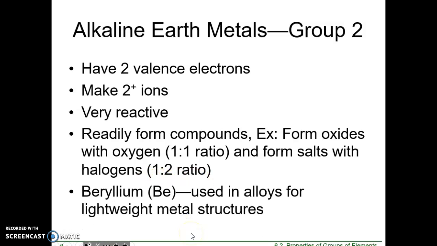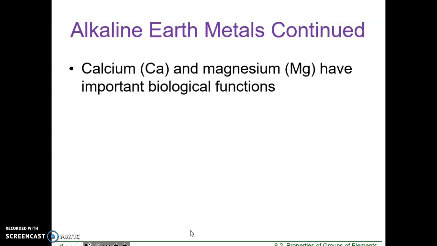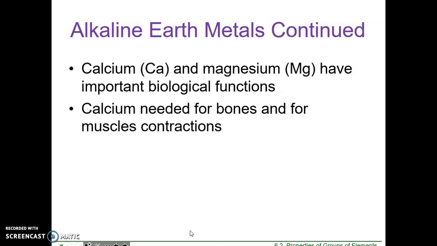So starting at the top, beryllium, Be, is used in alloys for lightweight metal structures. So it's important if you want things to be lightweight. And then moving down, calcium, you should have heard of, and magnesium are very important in biological functions. Calcium, we know, is needed for bones, and if you've taken human biology, you also know it is needed for muscle contractions.